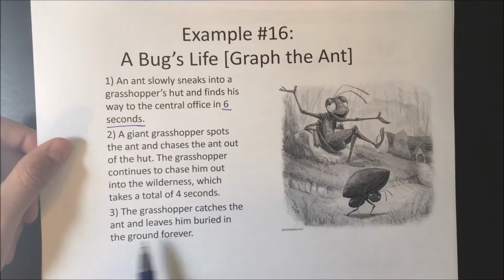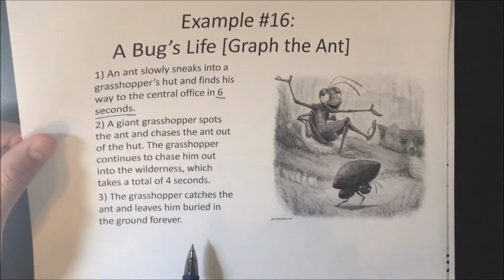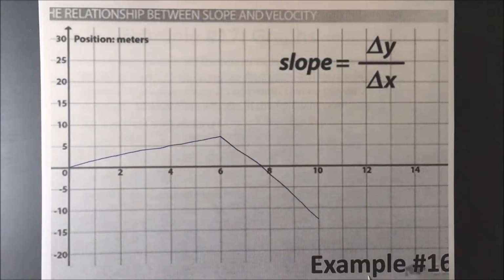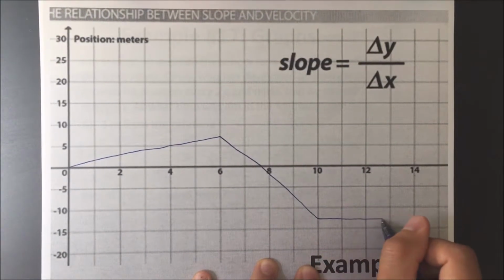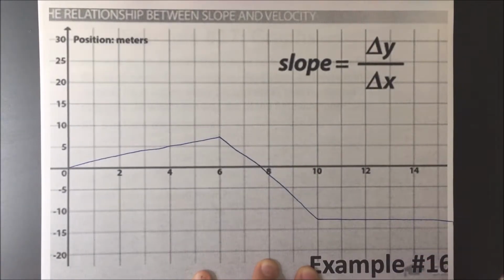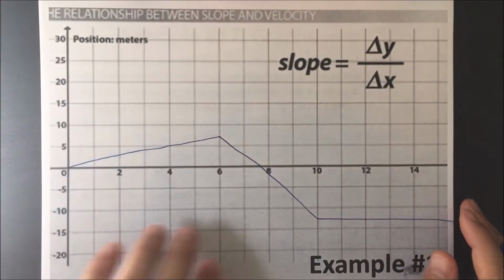Last one, the grasshopper catches the ant and leaves him buried in the ground forever. So what's going to happen is it's going to leave the ant in the ground, which means not moving. It's going to be staying in this position forever.